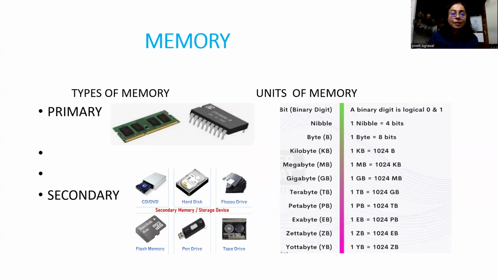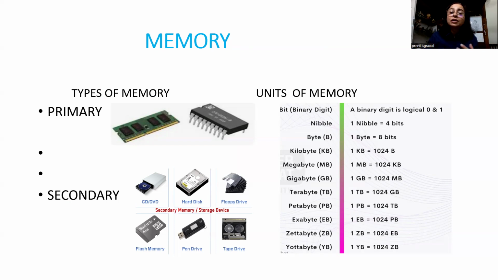There are two types of memories, that is the primary memory and the secondary memory. Primary memory, that is RAM and ROM. RAM is your read and write memory. This is a volatile memory, whereas ROM is read only memory, जिसमें सिर्फ हम read ही कर सकते हैं, and that is your नॉन वॉलेटाइल मेमोरी.